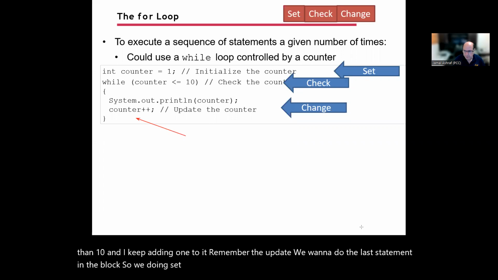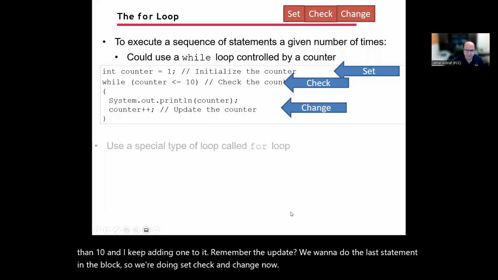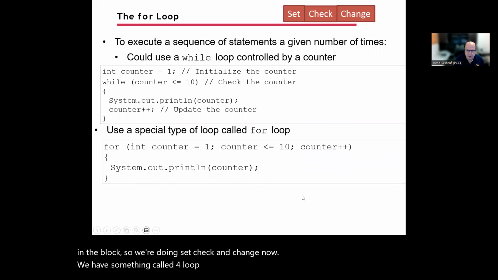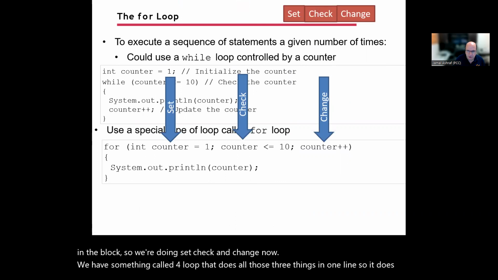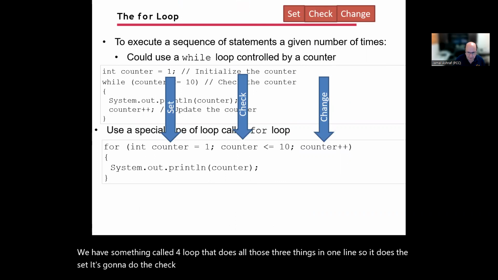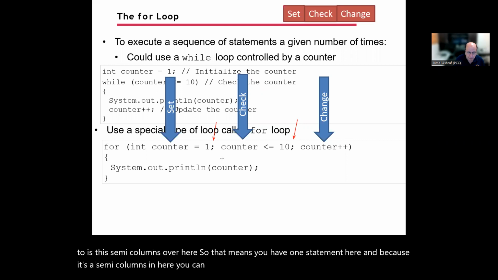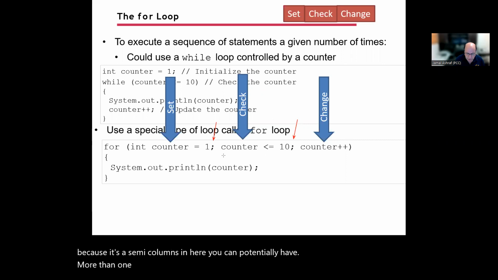Now, we have something called a for loop that does all those 3 things in one line. So it does the set, the check, and the change in one line. One thing I want you to pay attention to is these semicolons. That means you have one statement here, and because of the semicolons, you can potentially have more than one statement. I'm not suggesting you do that, especially if you just start writing programs, but you can put more than one thing in there.